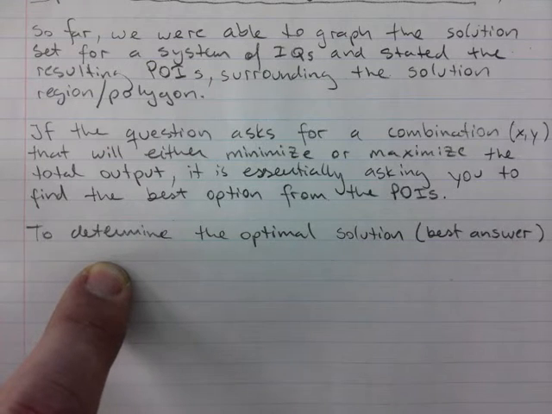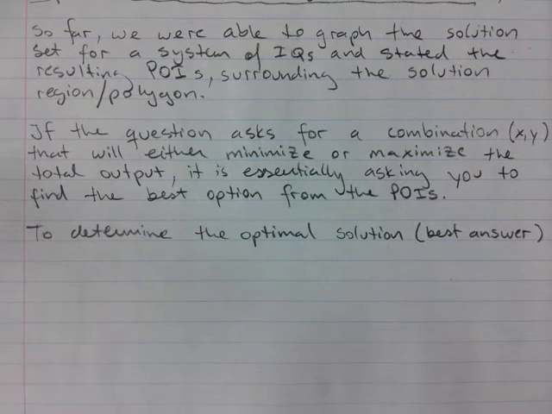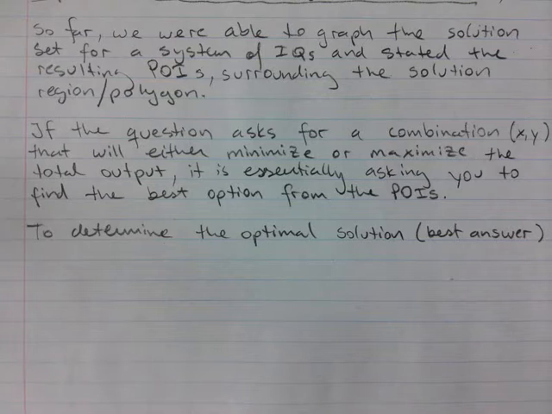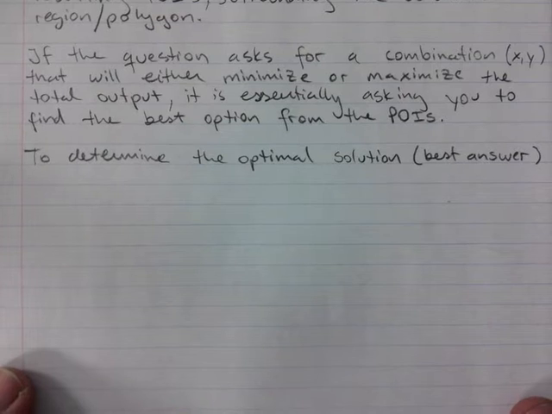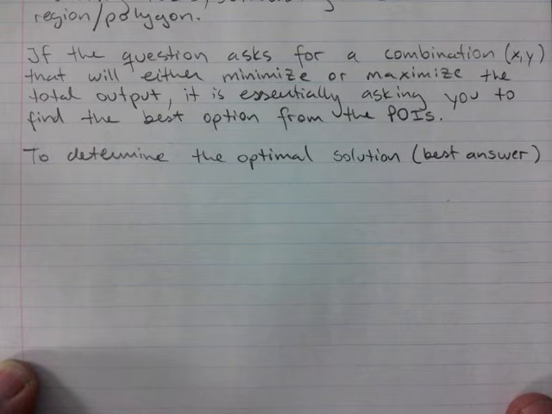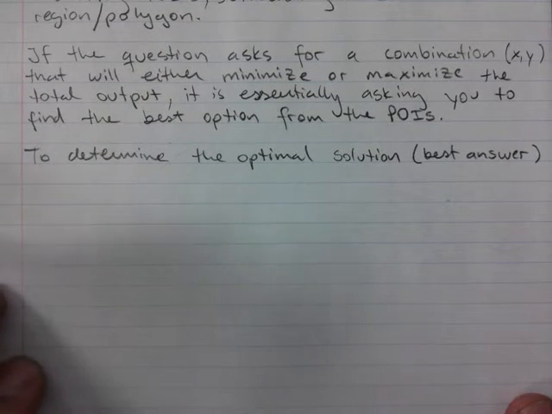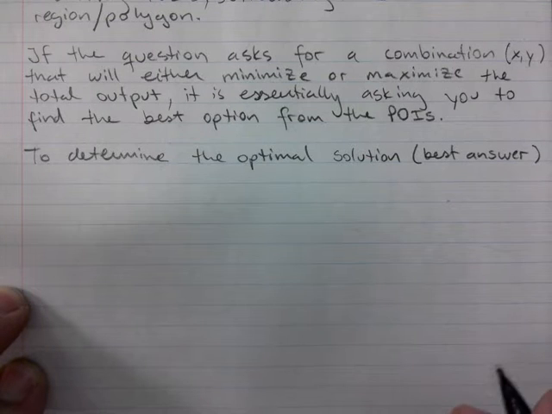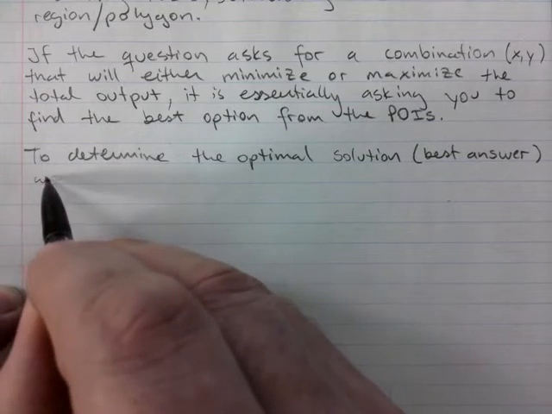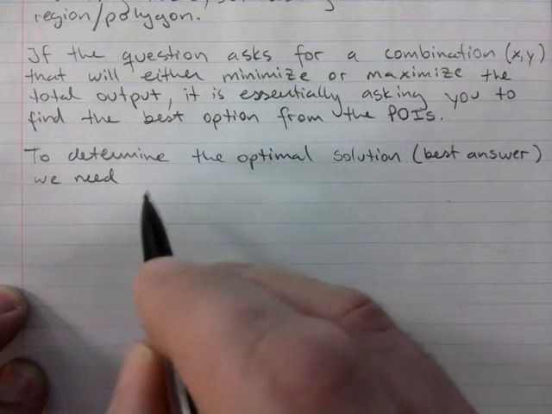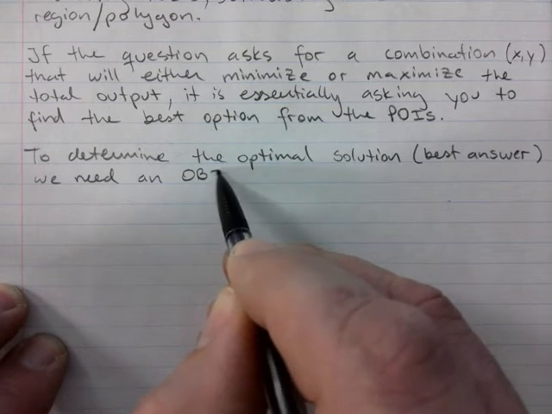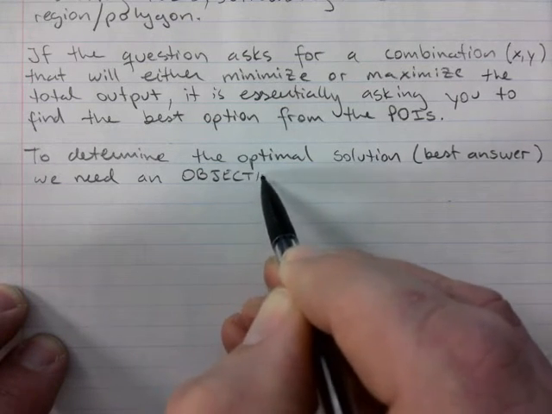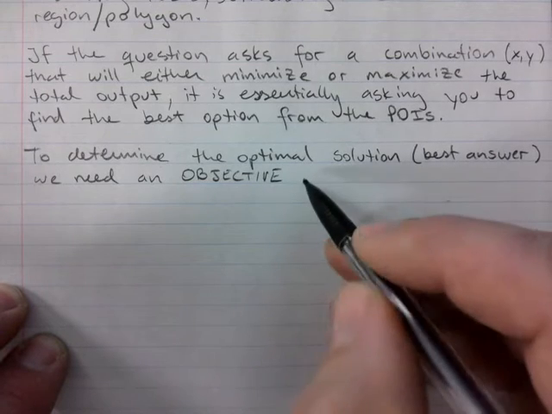To optimize something is to make it as good as possible. If you want to optimize something, you want to try to find a way to make it smooth. Optimize a program if you're into computer programming. You want to make it as smooth as possible. Okay. To determine that, we need an objective function. I'm capitalizing it so it sticks out: objective function.